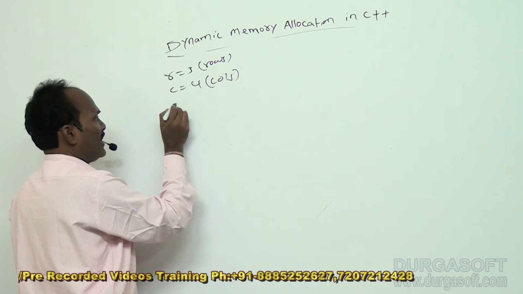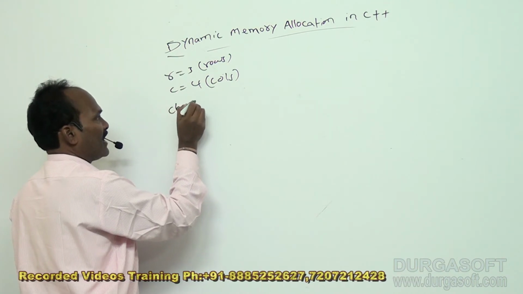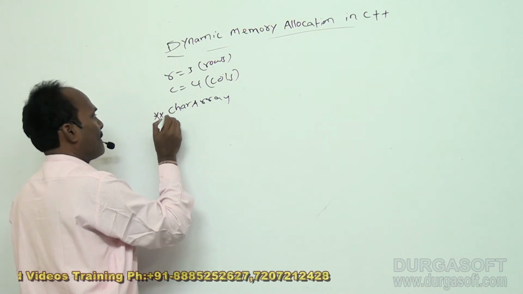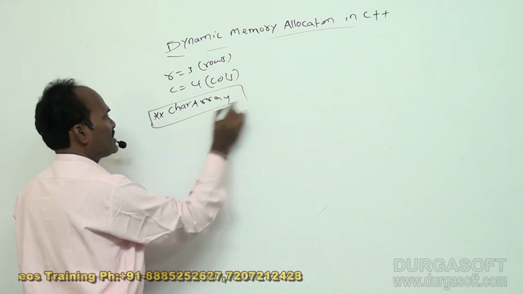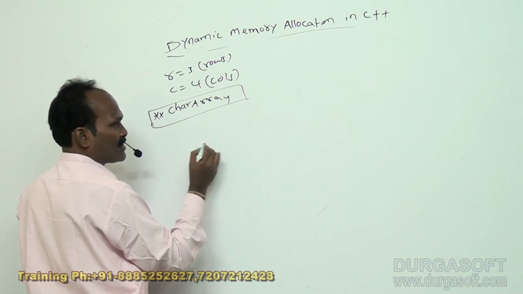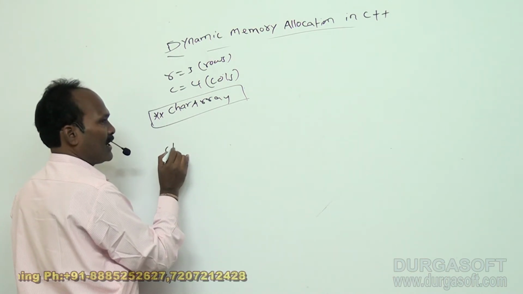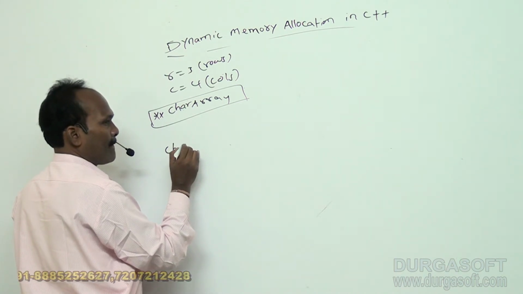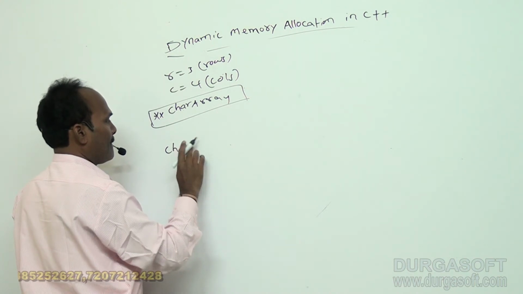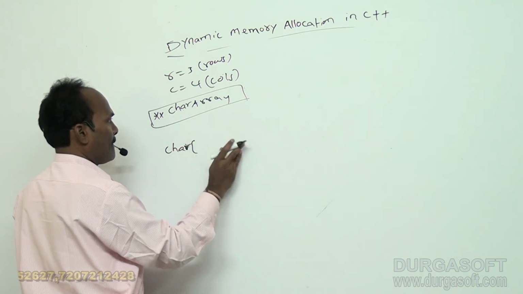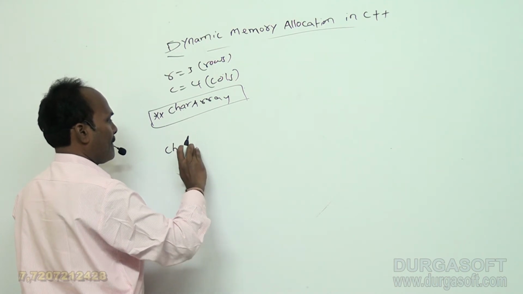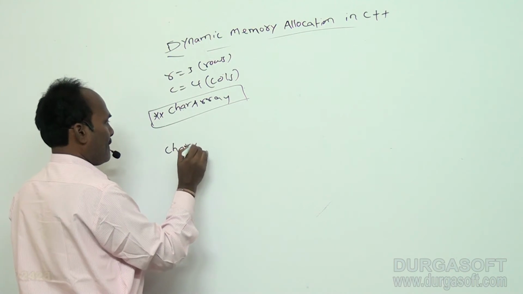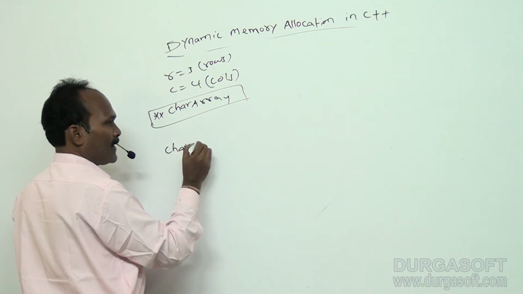What is the array name here? Character array. This is a pointer to pointer. So what will this be pointing to? 4 individual rows. These are character arrays.